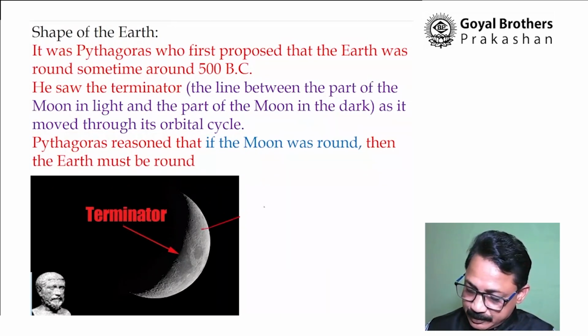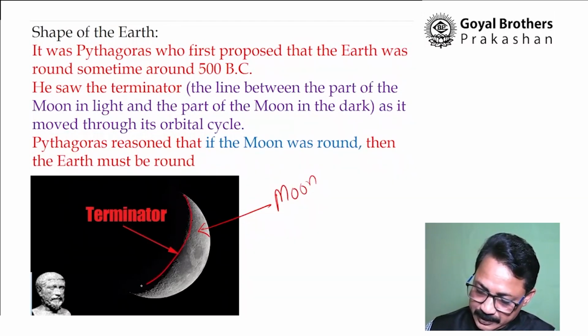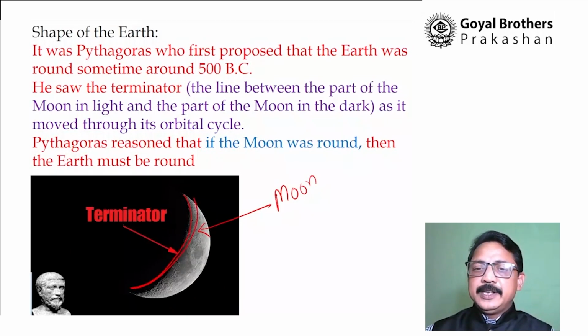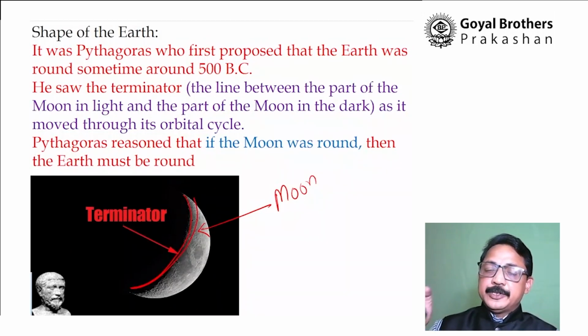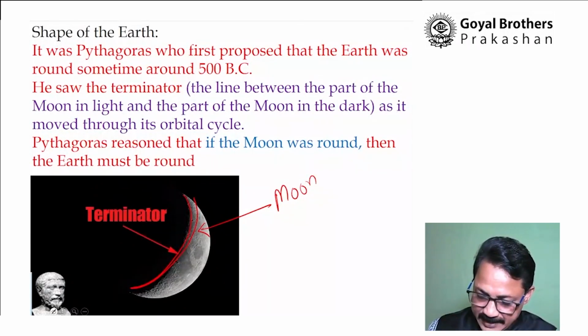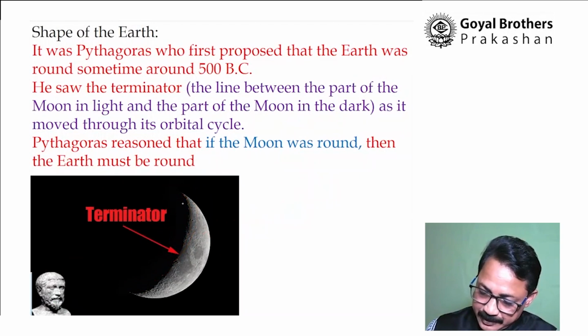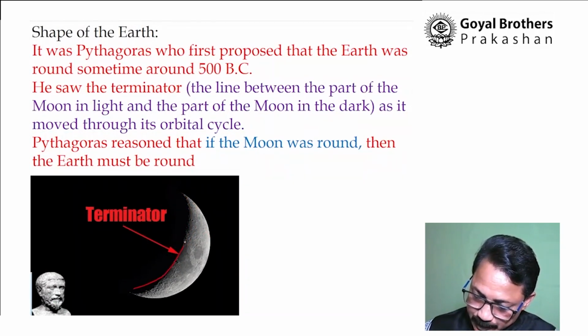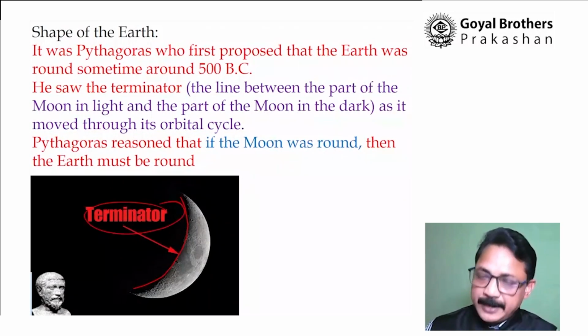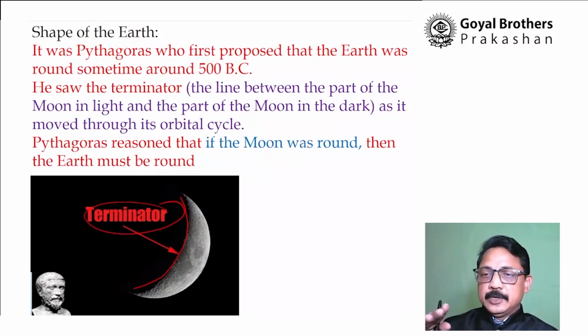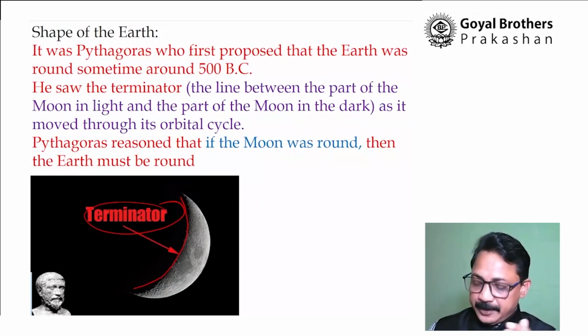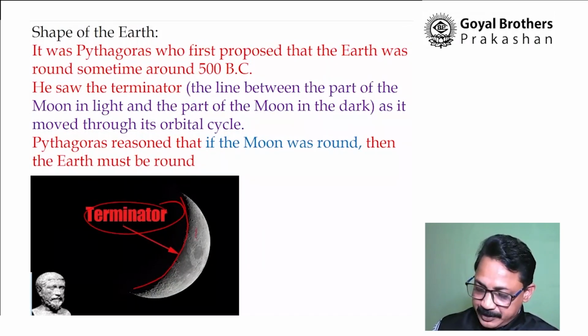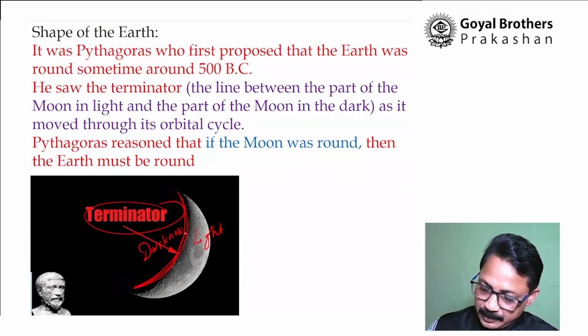So now please, dear student, remember this is the moon. He found that this part of the moon is appearing spherical in shape. So he guessed that Earth must be casting a shadow on the moon, and if you look at the shadow, that shadow appears spherical in shape. So he called it by the name terminator. Terminator means the line that divides the part of the moon which is in light from the part which is in darkness. So this line appeared to him spherical.